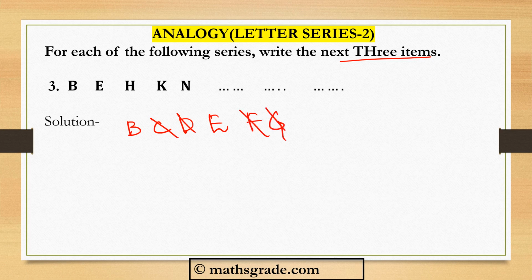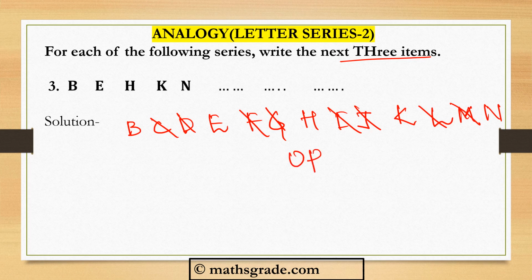Between H and K, two letters are missing, I and J. Between K and N, two letters are missing, L and M. After N, two letters are missing, O and P. Then comes Q.